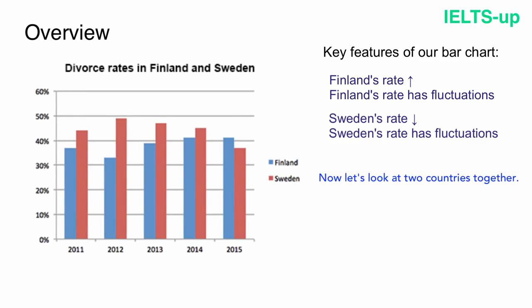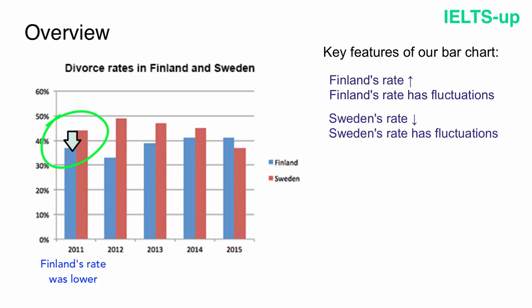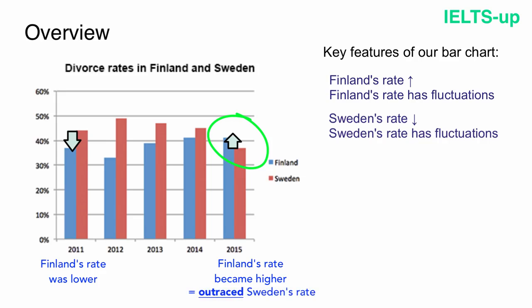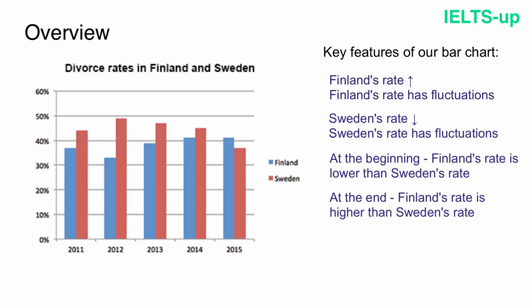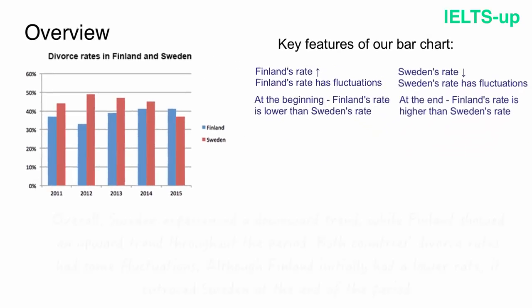Now let's look at 2 countries together. How do their rates compare during this time period? To answer this question, we have to look at the countries' rates at the beginning and at the end of the period. We can see that initially Finland's rate was lower than Sweden's rate, but at the end of the period, Finland's rate became higher or outraced Sweden's rate. So let's write down this information. Now let's use the key features that we've gathered to write an overview paragraph. Here is how I wrote it.